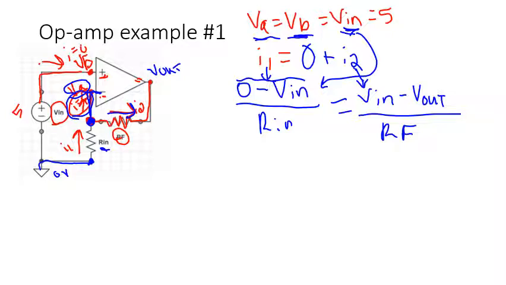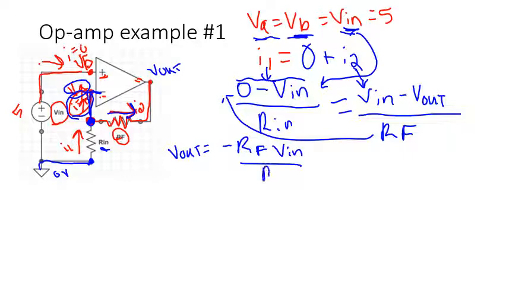I normally want to write this equation as V out in terms of everything else, so solving for V out. To do that, I'm going to multiply RF by this side of the equation. I really had 0 here, so I have negative RF times VN over RN. And I don't have that equal to yet. What does that equal? When I move RF to the other side, it equals VN minus V out.